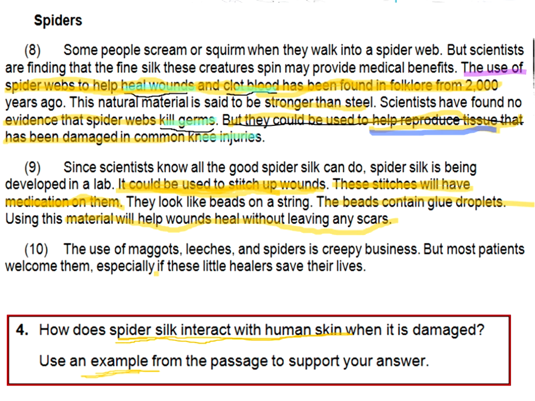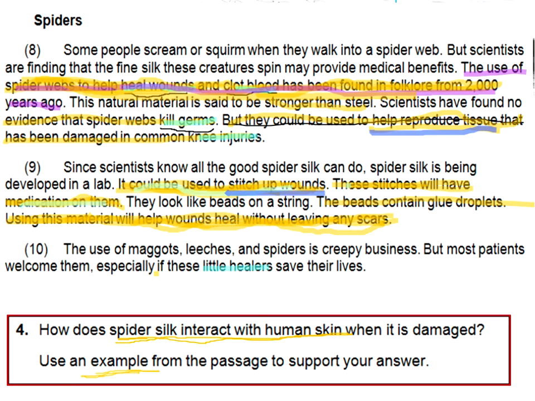Scientists have found no evidence that spider webs kill germs, but they could be used to help reproduce tissue that has been damaged in common knee injuries. Scientists know all the good spider silk can do. Spider silk is being developed in a lab.